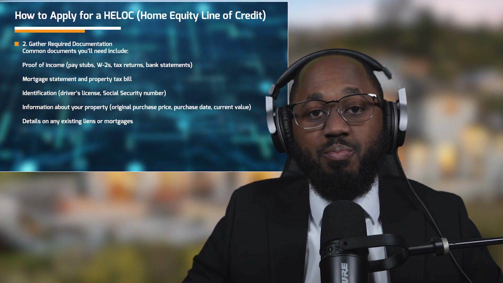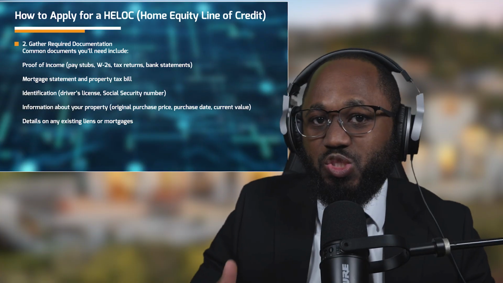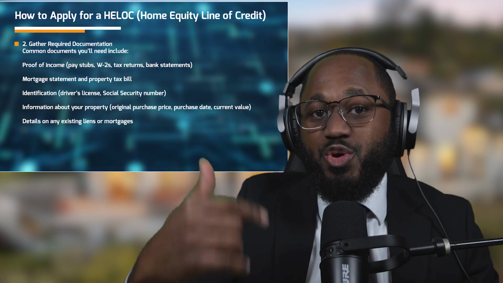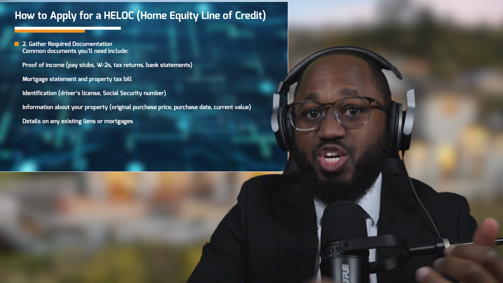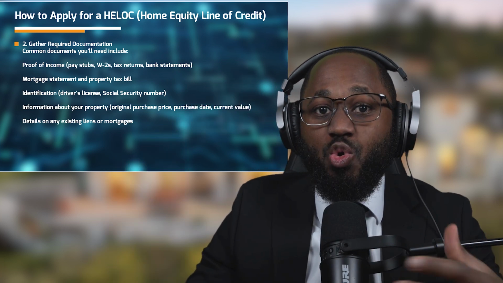Also, items like the mortgage statement and property tax bill, identification, whether it's driver's license, social security number, information about your property like the original purchase price, purchase date, the current value, details on any existing liens or mortgages. Basically you want to complete the application.